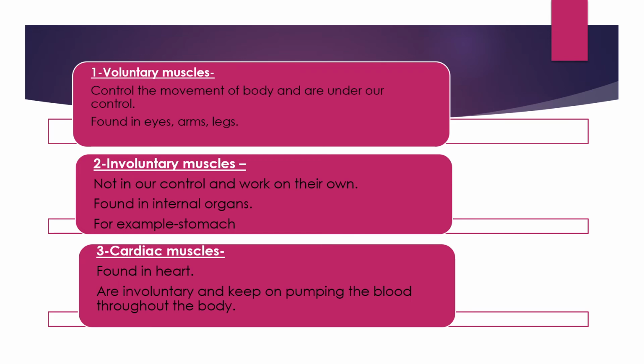Second, involuntary muscles. They are not under our control. They work on their own. They are found in internal organs. An example is the stomach. We can't ask our stomach to perform the function of digestion whenever we need. It will carry out its function on its own. Third is cardiac muscles. Cardiac muscles are found in the heart and they are also involuntary. They will keep on pumping the blood throughout the body throughout the lifetime.